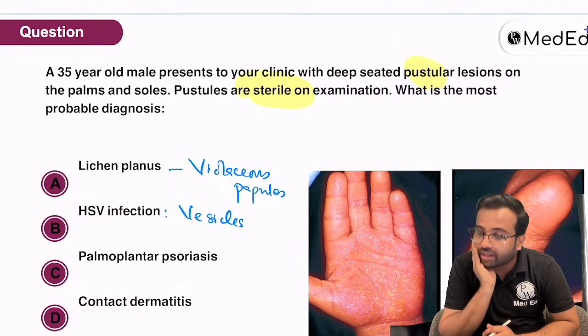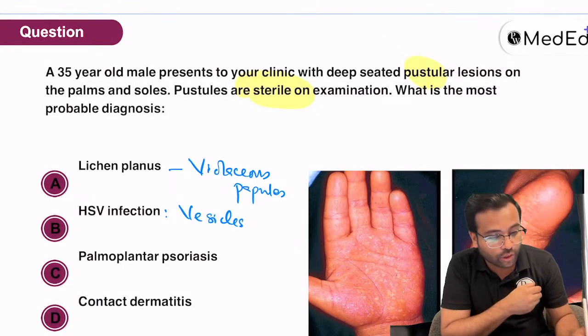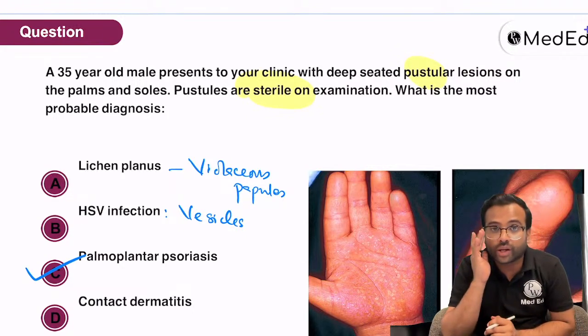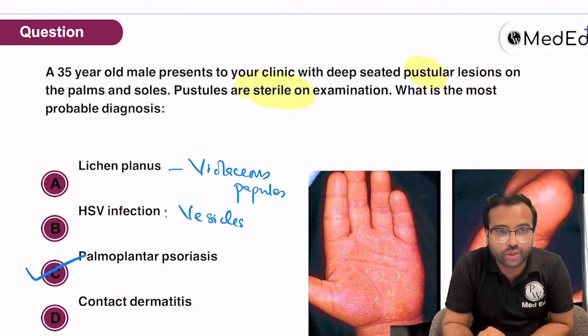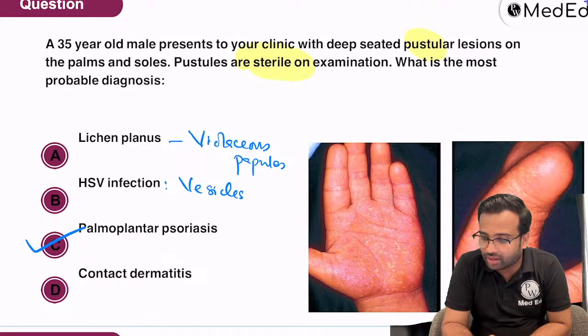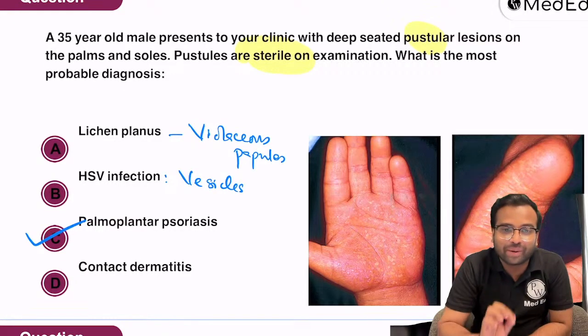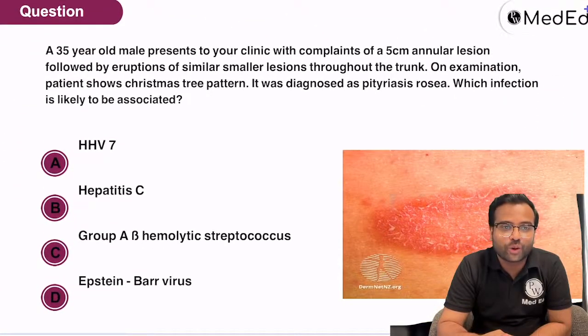Yes, this is going to be palmoplantar pustular psoriasis. Remember, in pustular psoriasis you always get a pustular lesion, which is going to be sterile pustules. So whoever is asking with a query, please be confirmed. C is the right answer here. Now let's go to the next question.